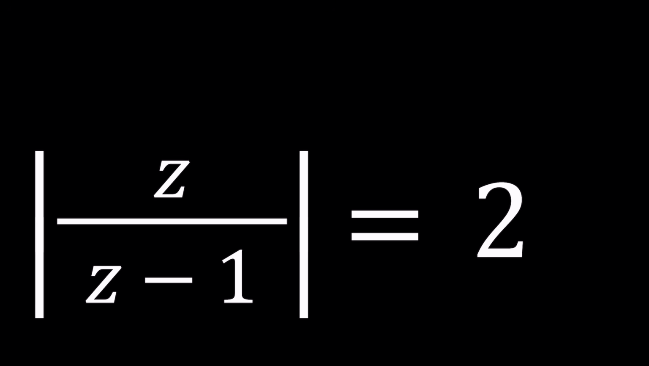This channel is all about complex numbers, and in this video we're going to be solving an absolute value equation. I don't want to tell you what it is because that would kind of give away what we're going to do. But we have this equation where we're solving for z. Z is a complex number. So the absolute value of z divided by z minus 1 is equal to 2. And we're going to be solving for z values. So we're looking for a number that satisfies this equation. Z is a complex number, like I said before.